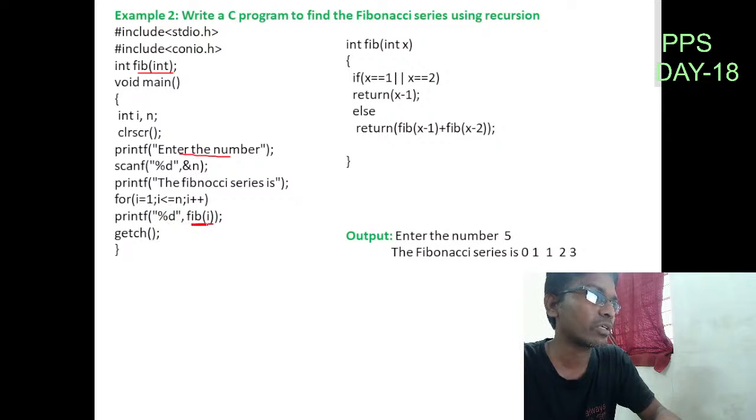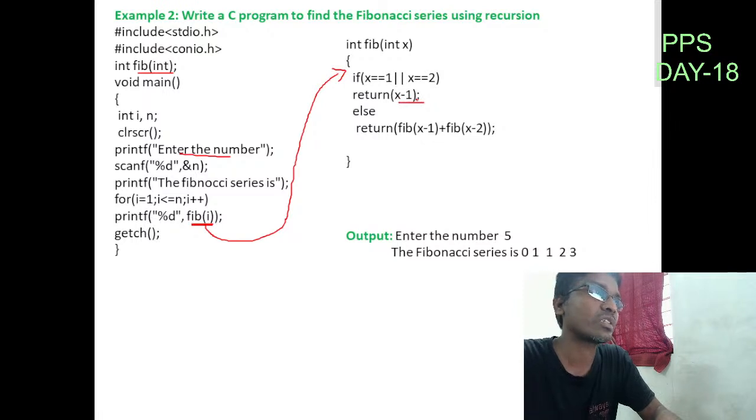Whenever you call this function, it goes to the body of the called function or user defined function. Then it will check if n is equal to 1 or n is equal to 2. That means if n is equal to 1 or if n is equal to 2, then it will return n minus 1. For example, if your input is 1, then it will execute n is equal to 1, and it will return n minus 1.